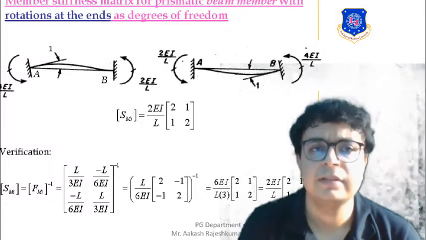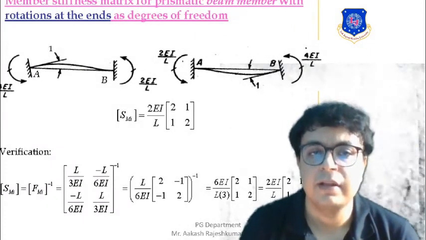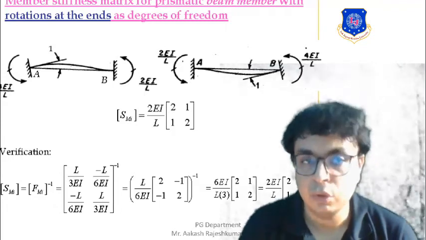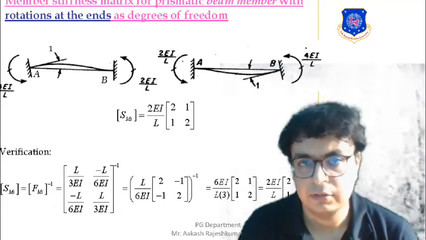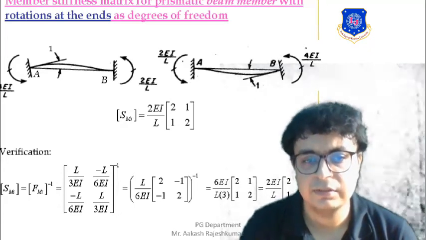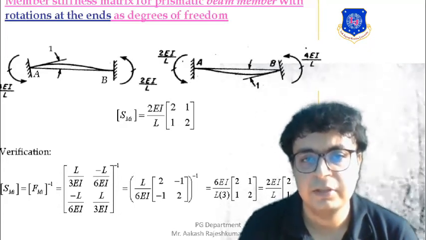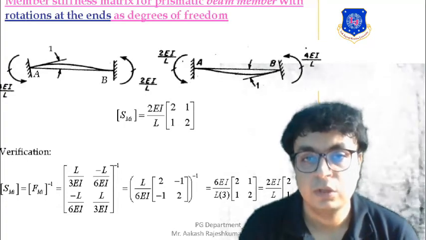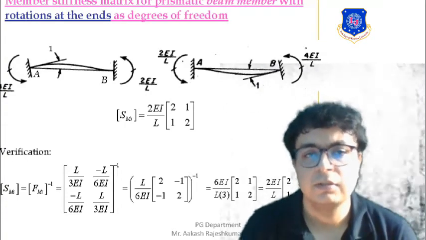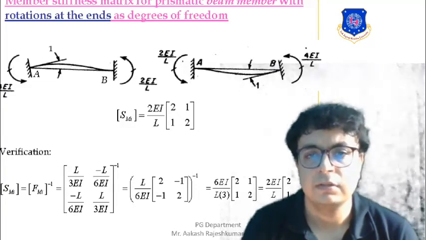Like this, for a beam we have found it over here. We are restraining it, and initially we have applied the unit load at A and the unit load at B also. So the generalized stiffness matrix that we are getting will be equal to 2EI by L times [2 1; 1 2]. This is the generalized stiffness matrix for a fixed-fixed beam.